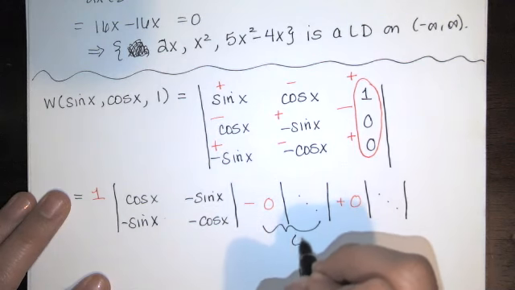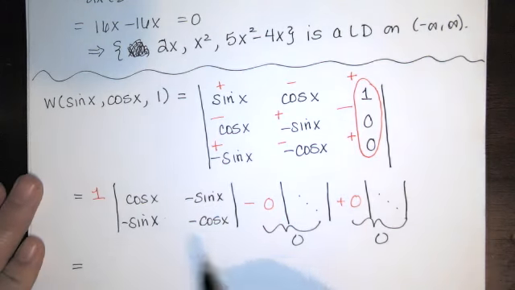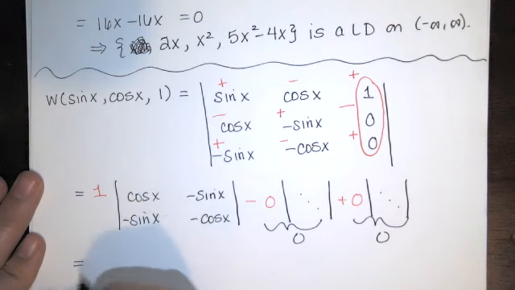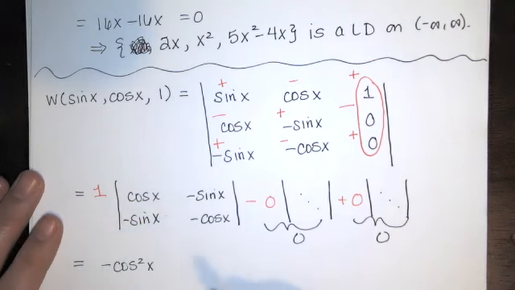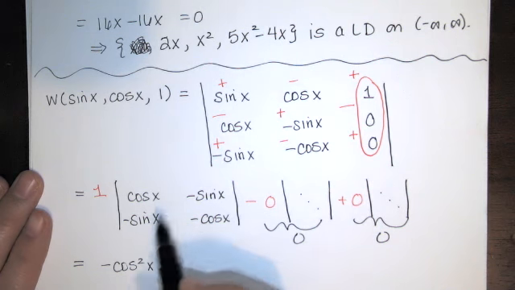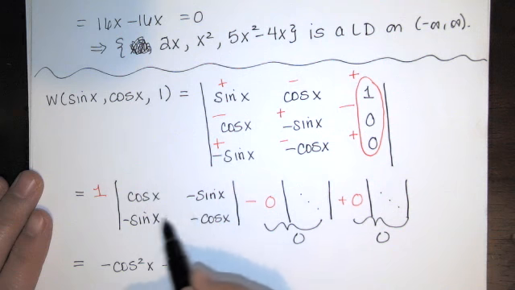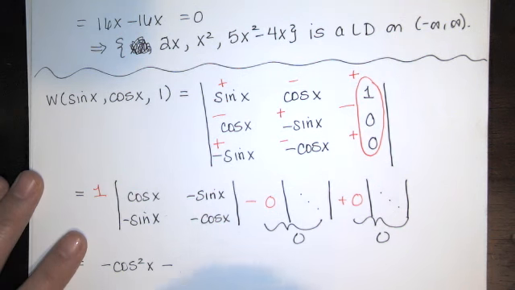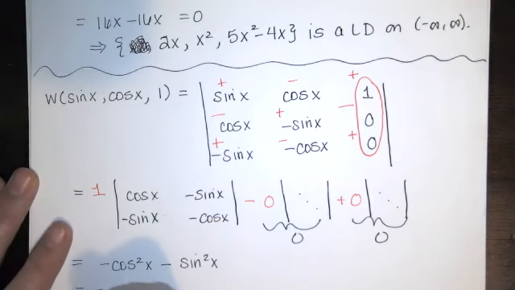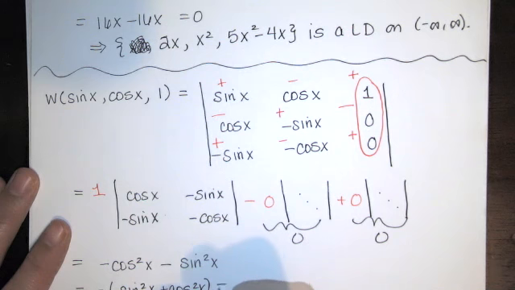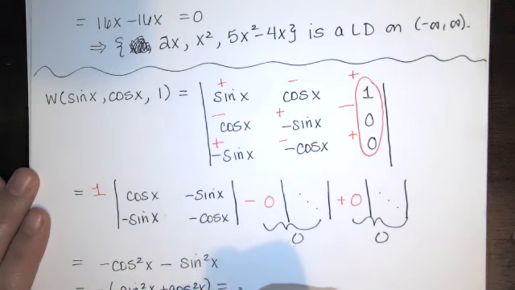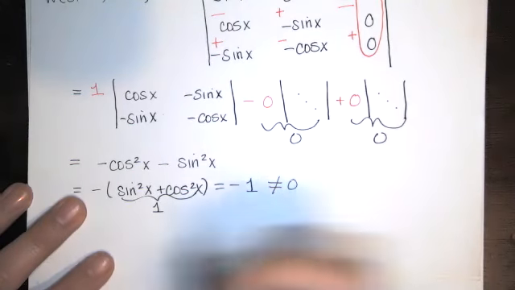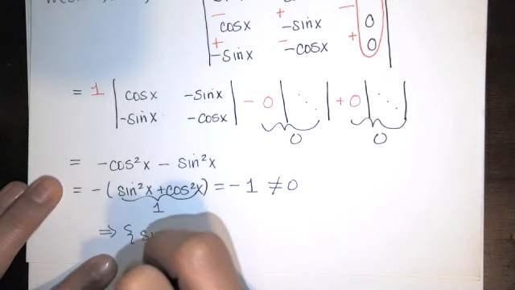And of course, that means this whole piece is 0 and this whole piece is 0. And so we've got cosine times negative cosine, which is negative cosine squared. And then we're subtracting negative sine of x times negative sine of x. Negative times negative is positive, so it's positive sine squared x, but you're still subtracting it. And if you want, you can factor out that negative 1, and you see the sine squared plus cosine squared x there, which is 1. So if this is 1, the Wronskian is negative 1, and that's not equal to 0.